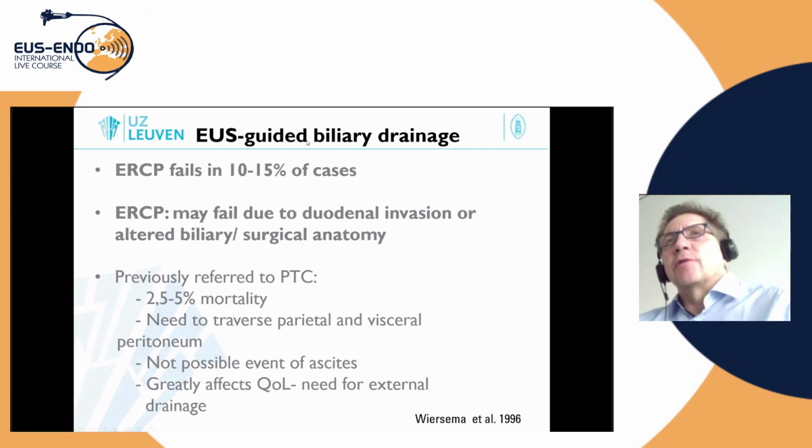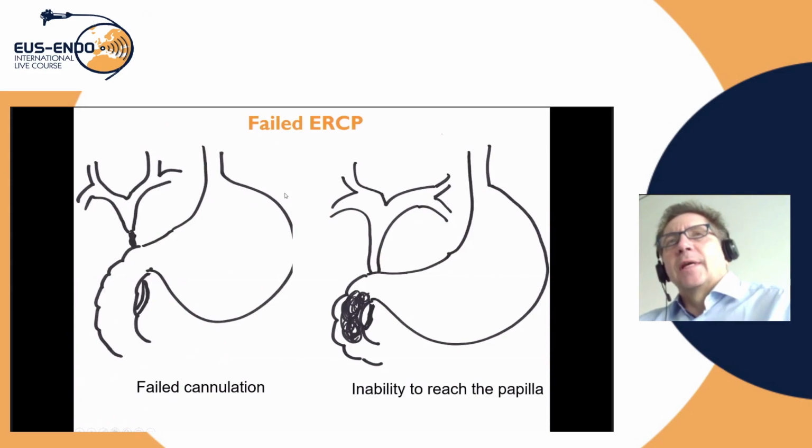So, sticking to the principle of EUS-guided biliary drainage, I'm sure you're all familiar with the fact that ERCP will fail in about 10 to 15% of cases. Very often, even in expert hands, there will be a reason for that, such as duodenal invasion or surgical anatomy. So there are principles that we need to discuss. First, in some cases one can advance the duodenoscope up to the level of the ampulla, but biliary cannulation fails. The second scenario is where, because of tumor invasion, it is simply not possible to reach the papilla.